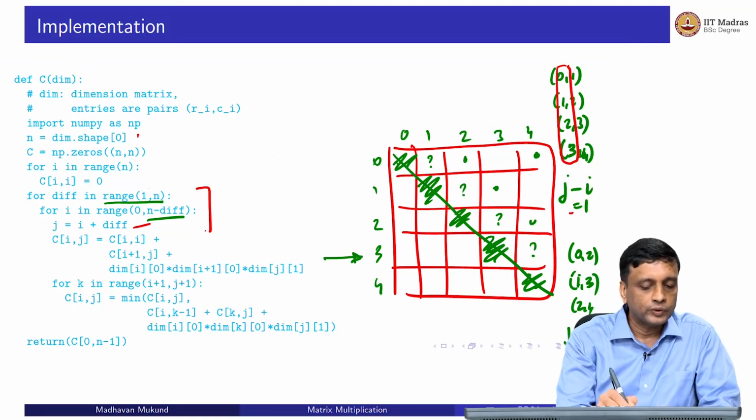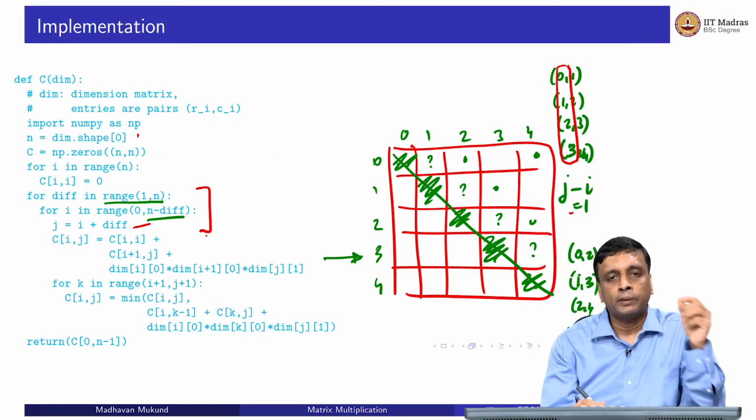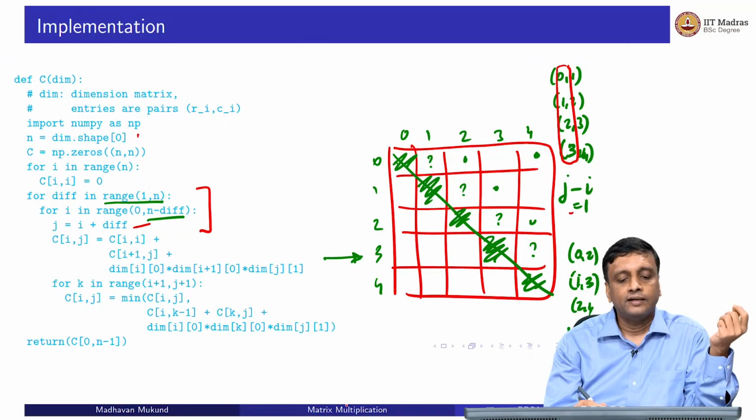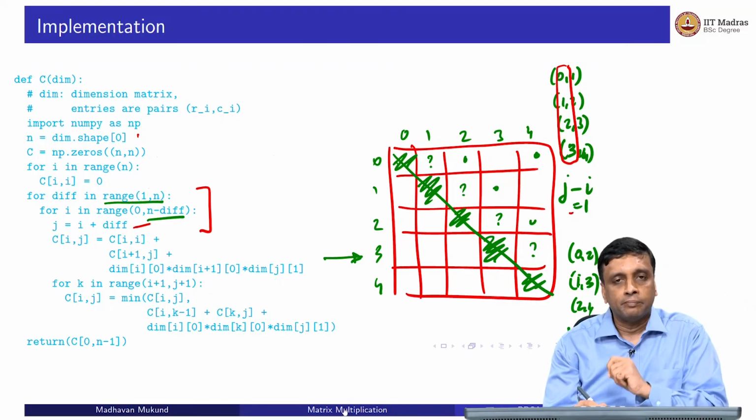So, that is what this part is doing, right. It is saying that let the difference run from 1 to n minus 1, let i run from 0 to n minus 1 minus the difference actually, right. And then let j be equal to i plus the difference, and then I have to take this minimum, right, of those quantities.